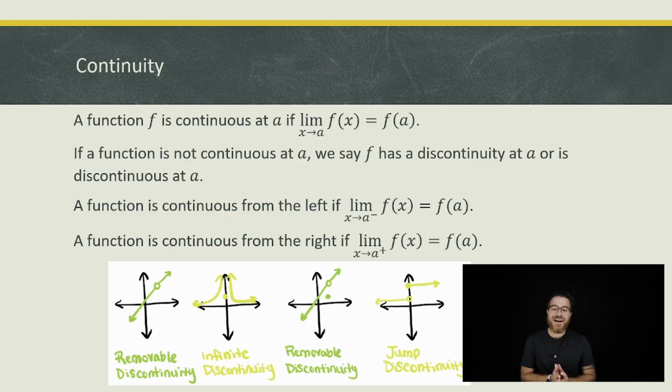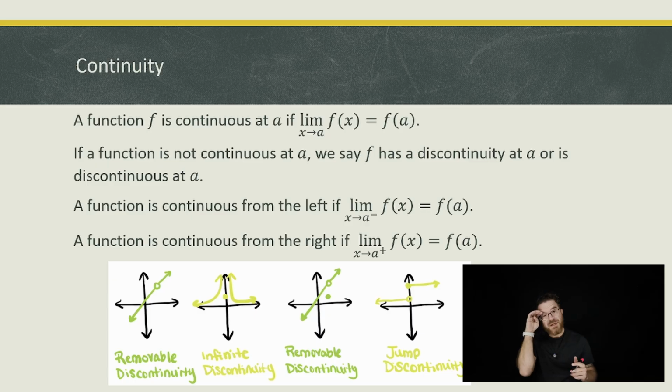If a function is not continuous at a, we would say that f has a discontinuity at a or is discontinuous at a. A function is continuous from the left if the limit as x approaches a from the left of f of x is equal to f of a, and a function is continuous from the right if the limit as x approaches a from the right of f of x is equal to f of a.